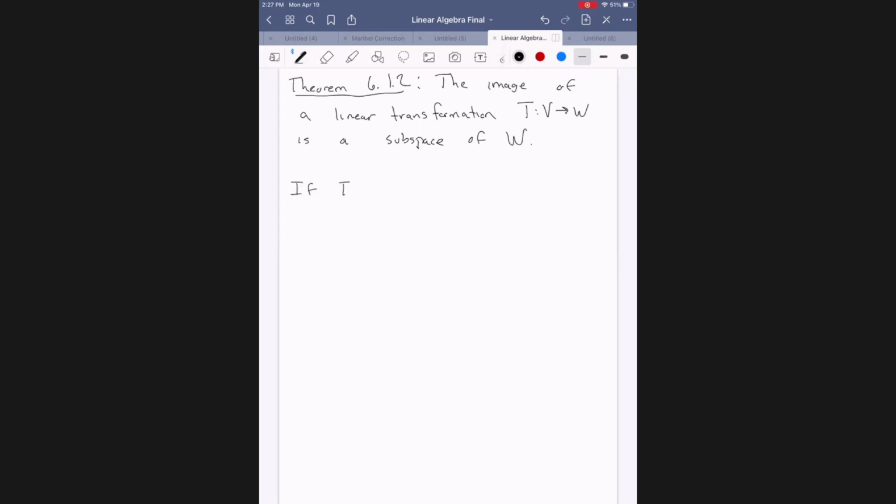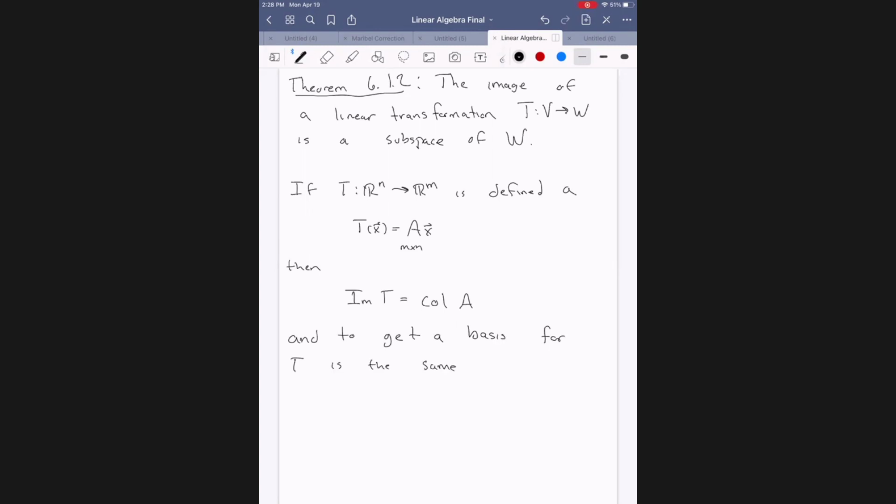If T is from Rn to Rm defined as T of x equals Ax, where A is an m by n matrix, then the image of T is equal to the column space of A, and getting a basis for the image of T is the same as getting a basis for the column space of A, which you know how to do now, right?